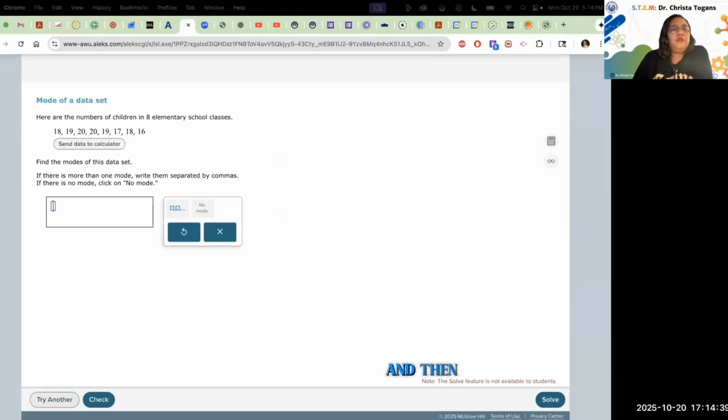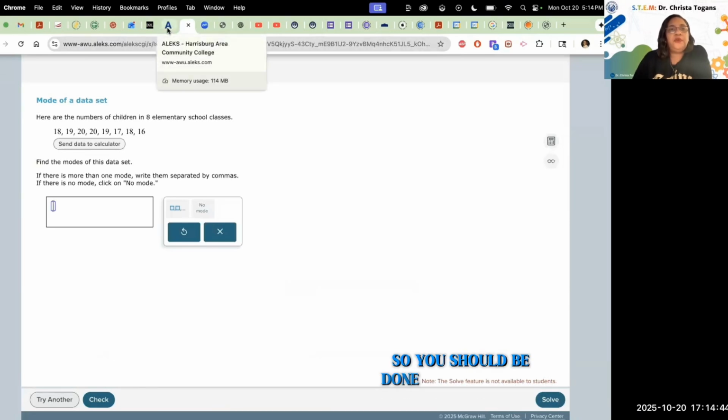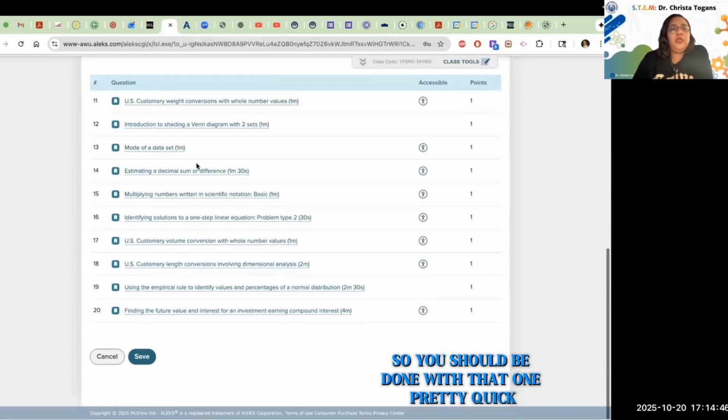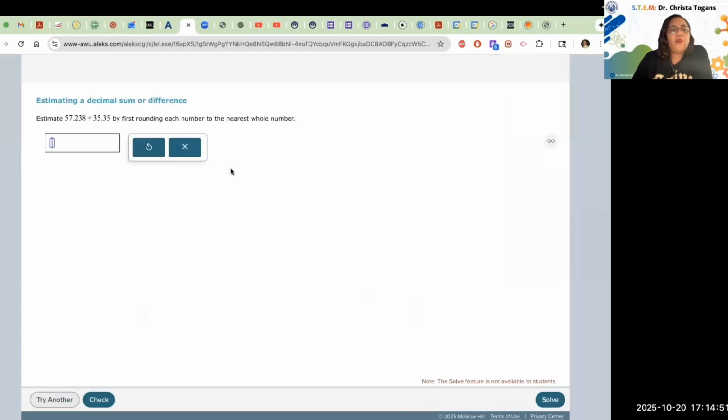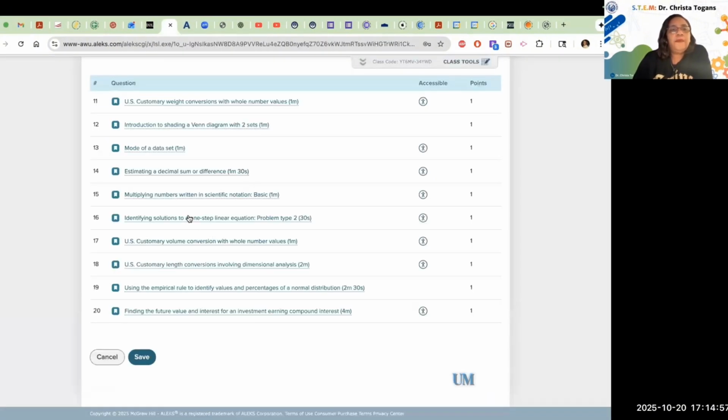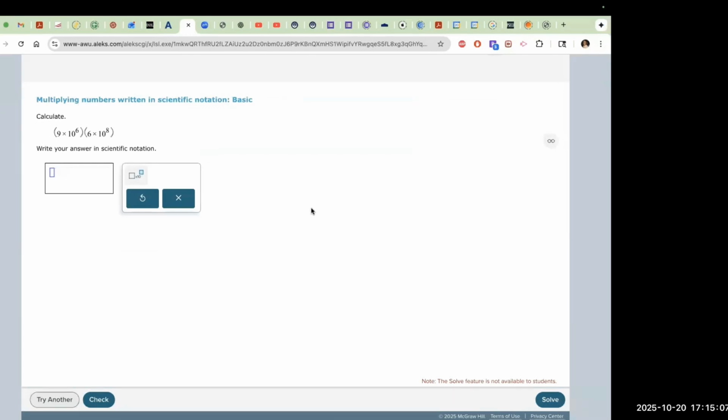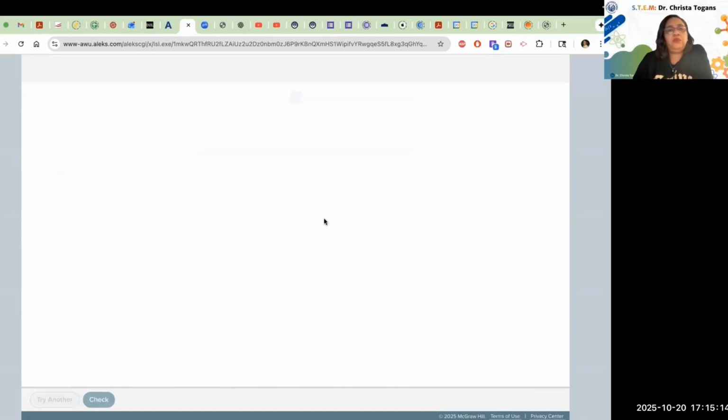And then the mode, that one's super easy, so you should be done with that one pretty quick. Estimating, rounding. Let's see. Multiplying. Notation.